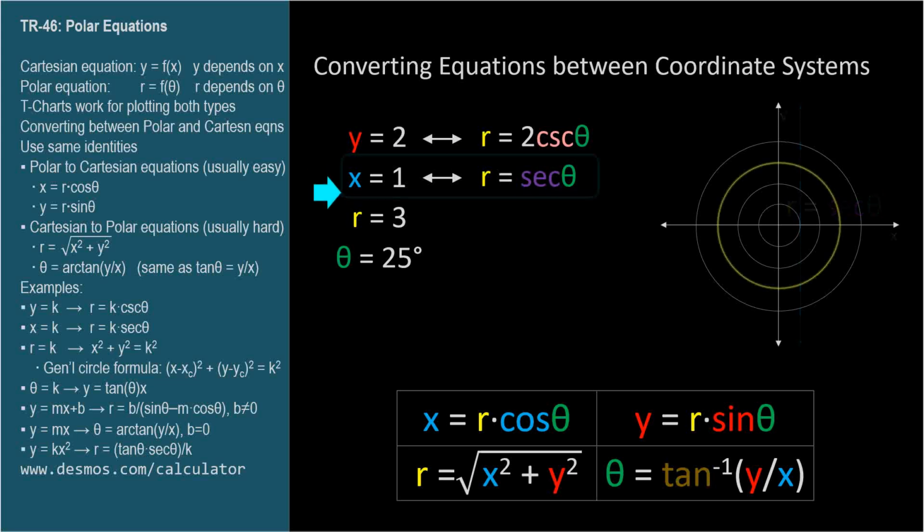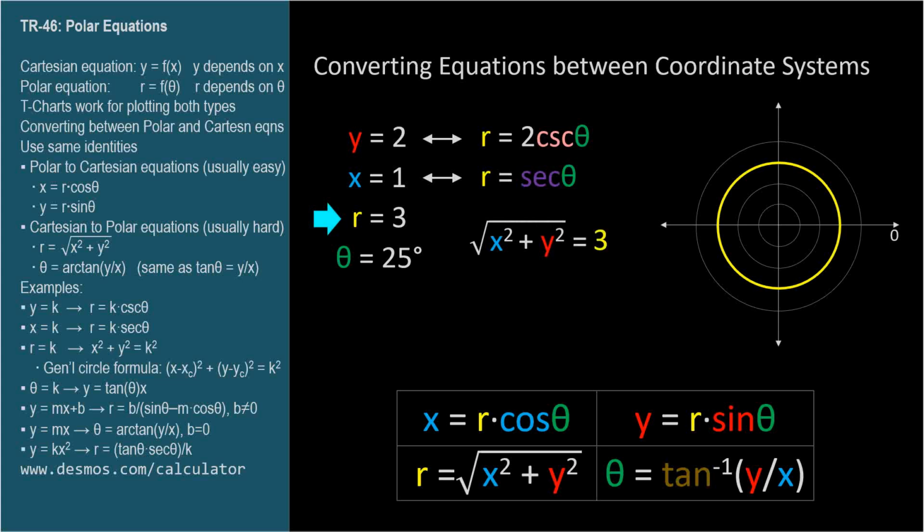Now let's convert the simple polar equations to Cartesian. First is r equals 3, a circle. Our identity tells us that r equals square root of x squared plus y squared. So, plugging in, we get square root of x squared plus y squared equals 3. Let's square both sides to get rid of the radical. We could stop right here because this is the format for the equation of a circle.